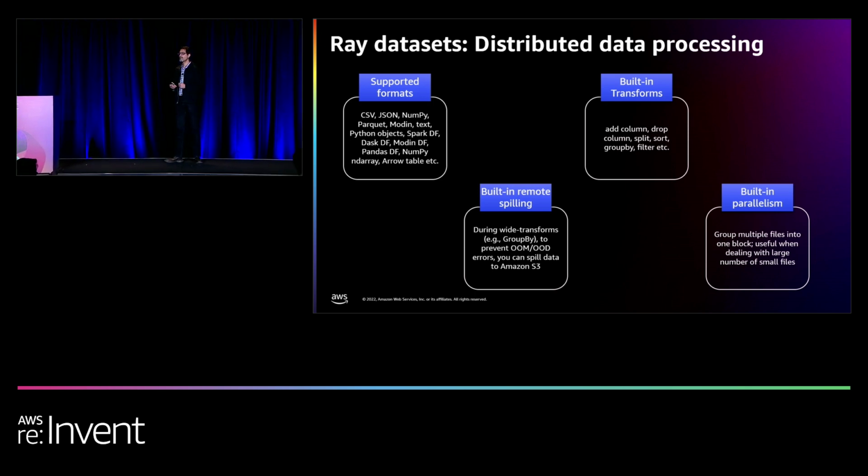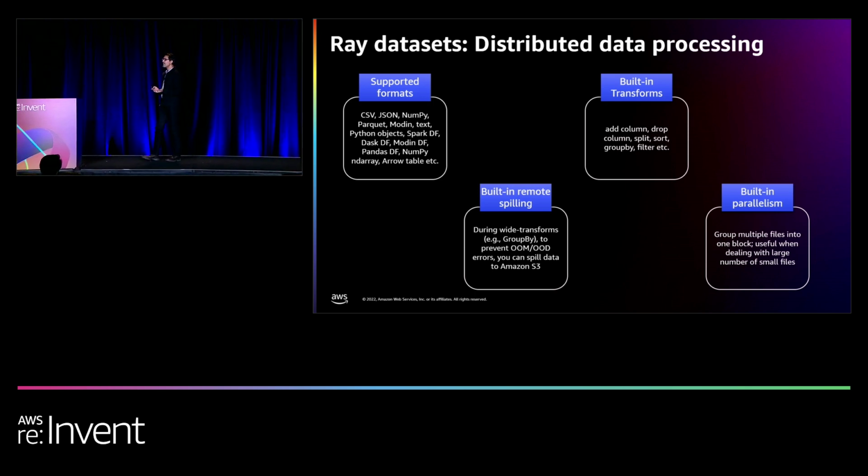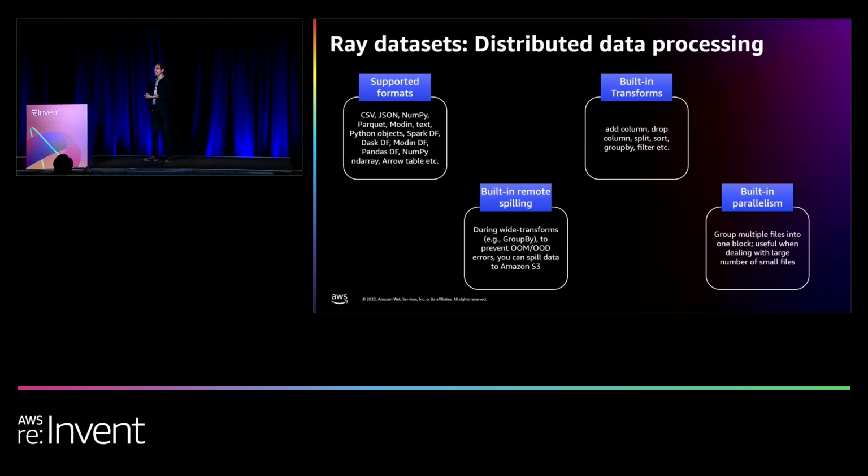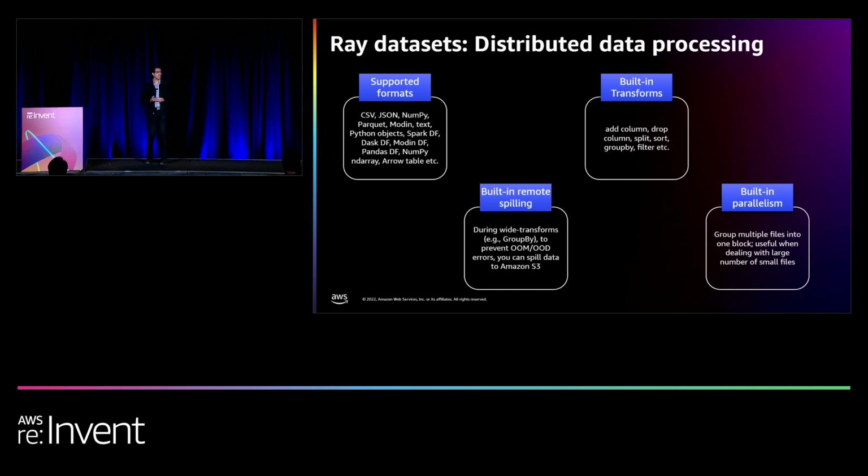One of the problems we have seen in data processing is that applications run out of memory or they run out of disk space. Ray datasets solves this problem from the get-go by adding support for spilling over to Amazon S3. So now your application just won't crash because it's out of memory or disk.